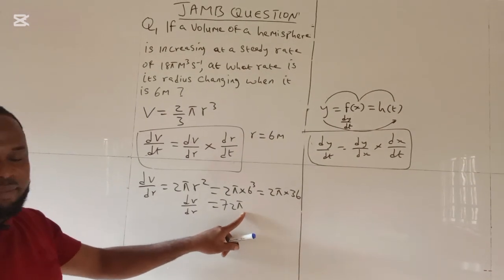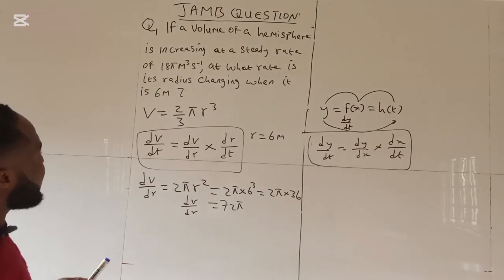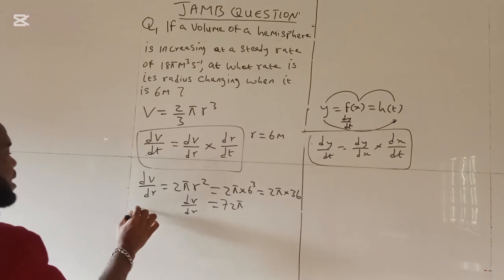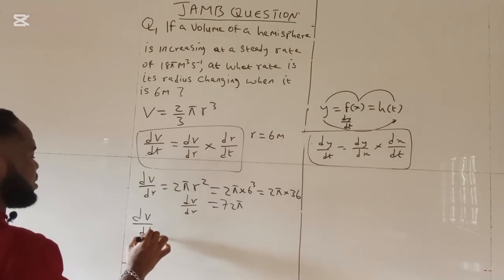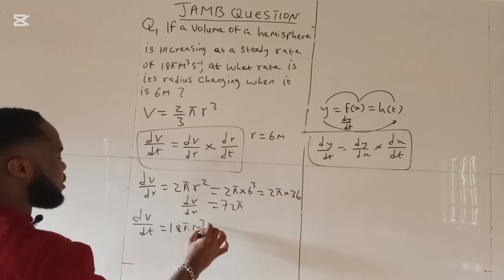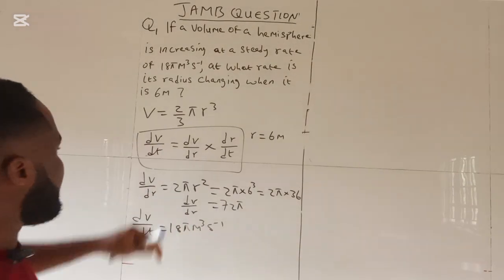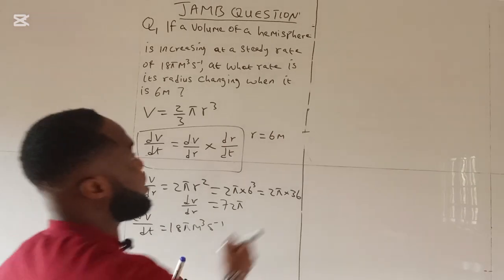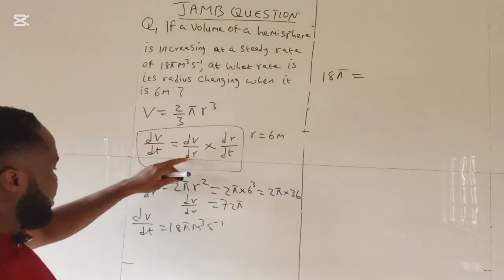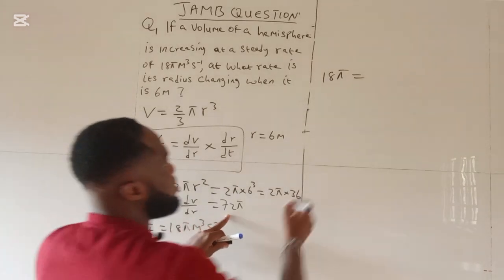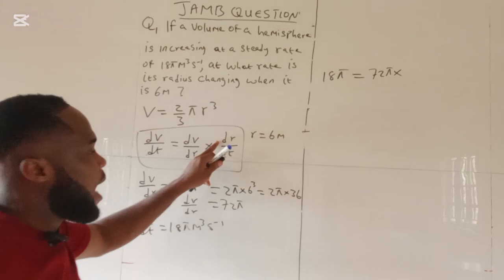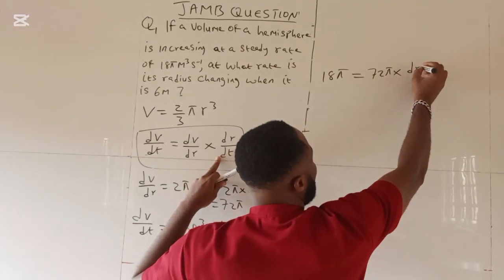And here we are given dV/dt. Our dV/dt is 18π m³ per second. If we substitute here, we have dV/dt, which is 18π, equals dV/dr, which is 72π, multiplied by dr/dt, which is the main thing we're looking for.